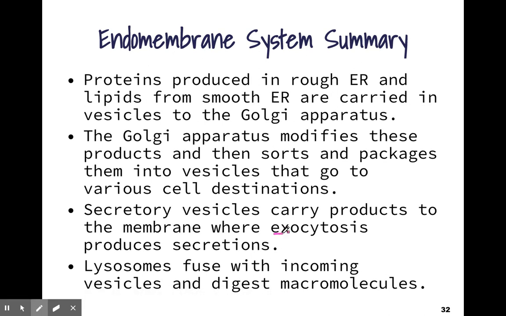So exo means exit, right? So these proteins exit the cell and they produce these secretions. So secretions could be like hormones. Maybe they're making some enzymes. So they're secreting something. Lysosomes help to fuse with incoming vesicles, and they help to digest macromolecules. And what are the macromolecules again? Proteins, carbs, lipids, and nucleic acids. All right, good.